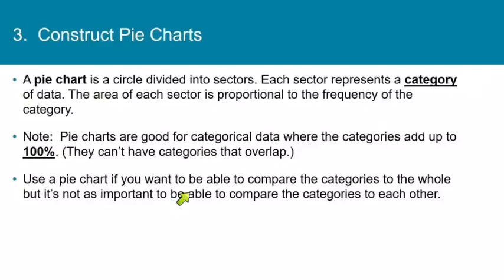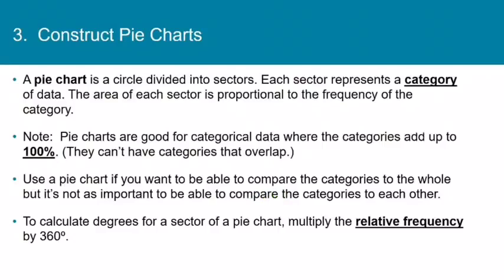Use a pie chart when you want to be able to compare the categories to the whole, but it's not as important to be able to compare the categories to each other. If you really want to focus on comparing categories to each other, use a bar chart. But if you want to focus on comparing the categories to the whole, use a pie chart. And to calculate the degrees for a sector, you multiply the relative frequency by 360 degrees, because remember there are 360 degrees in a circle.